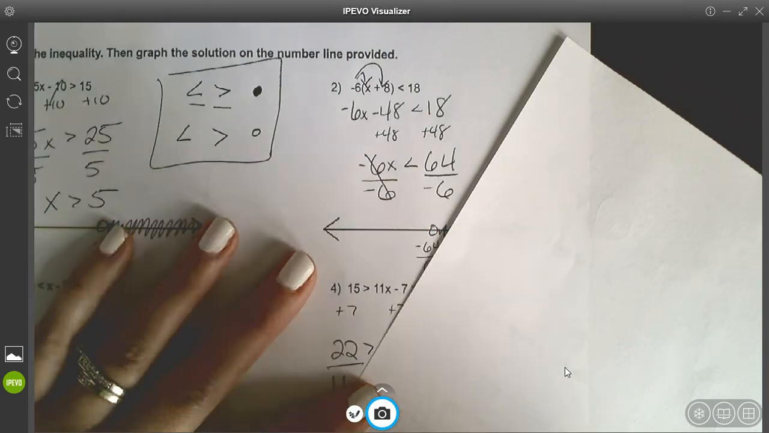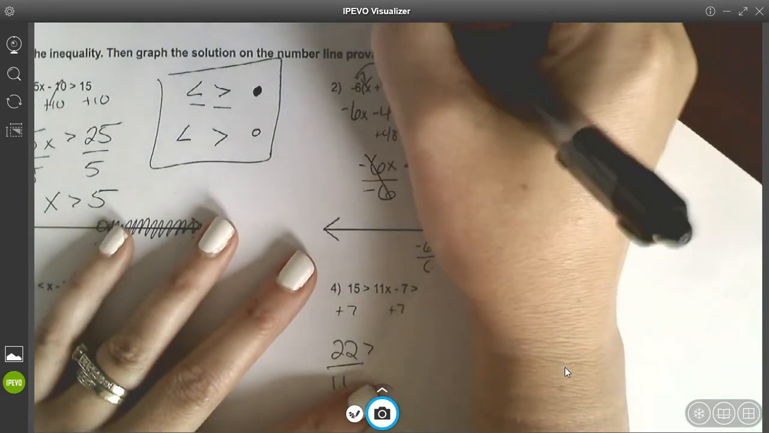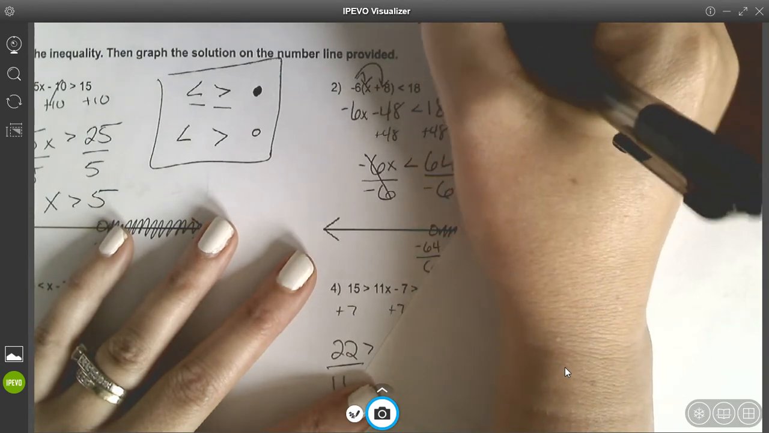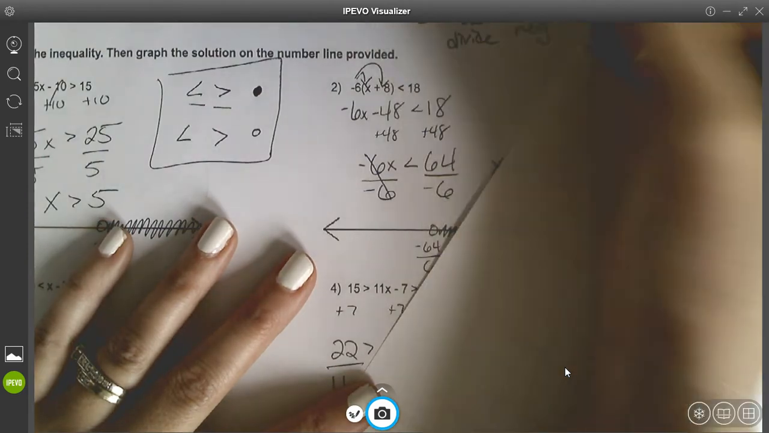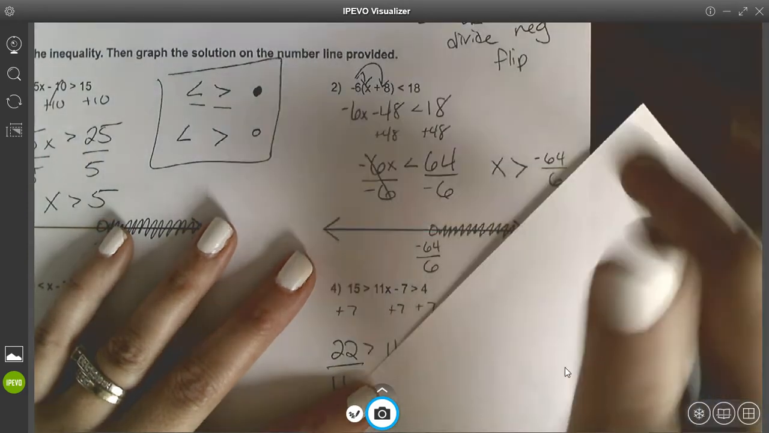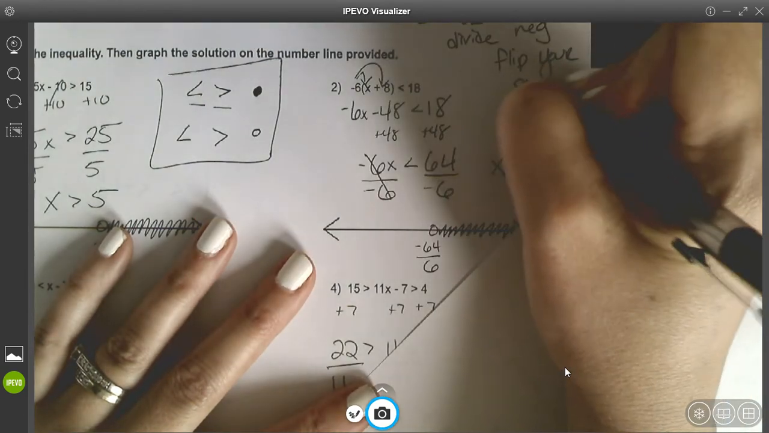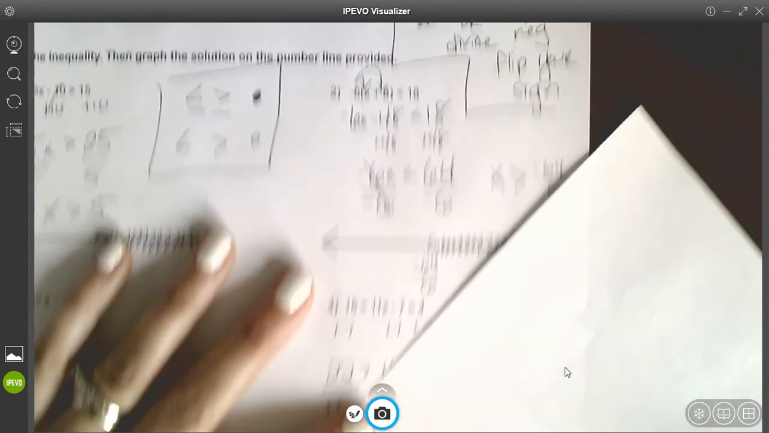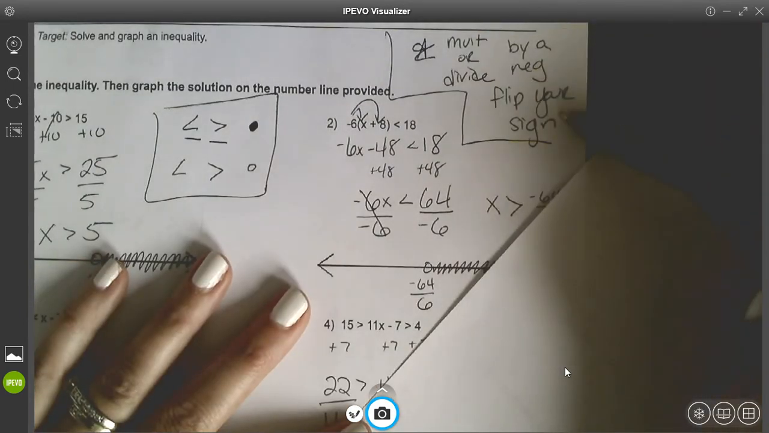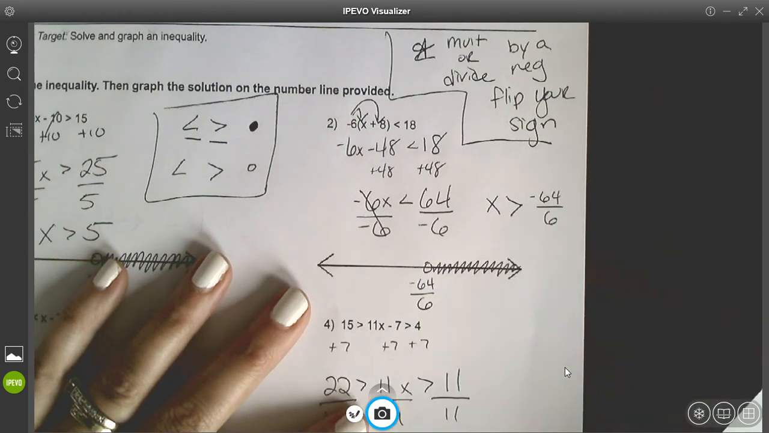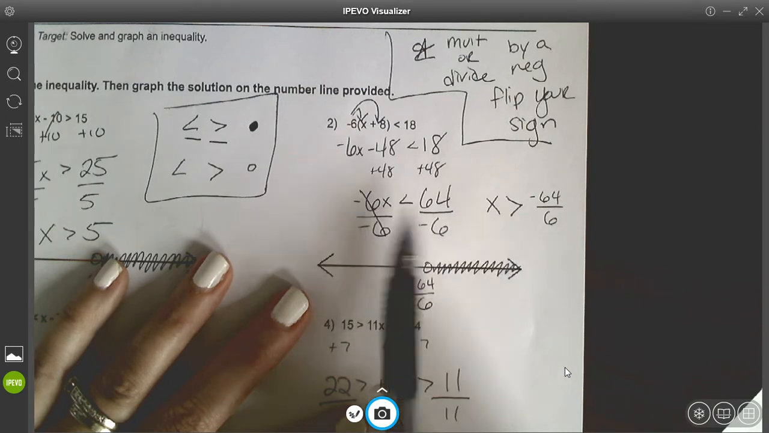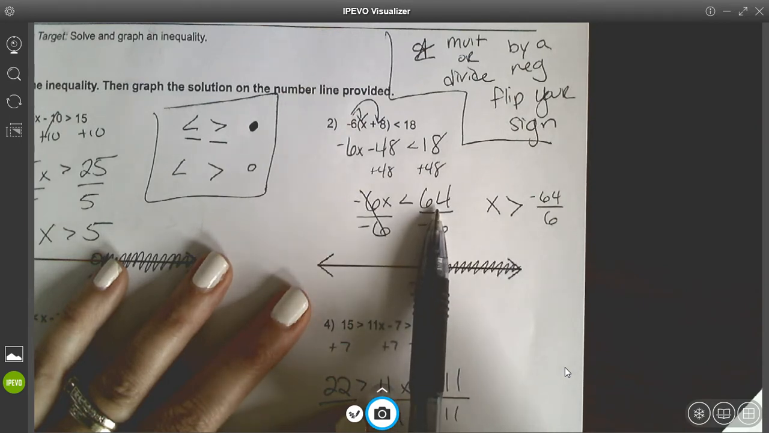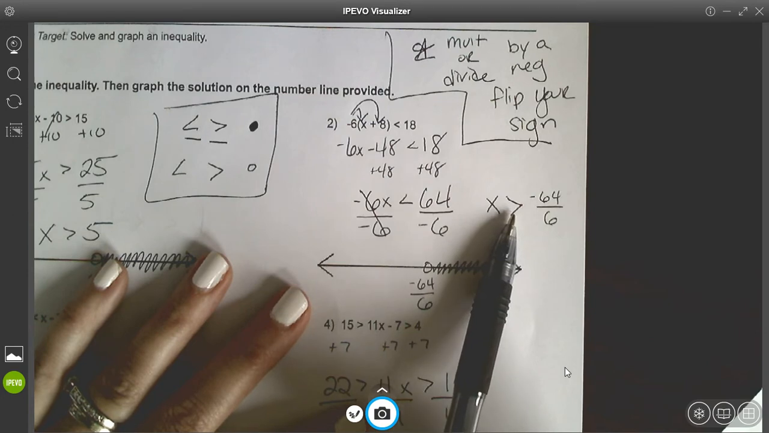And then this is the other thing that you have to remember about inequalities. If you multiply or divide by a negative, flip your sign. So if you multiply or divide by a negative, you need to flip your sign. See how I divided by a negative 6 here? So that means I'm going to have to flip my sign. If you multiply or divide a negative over to the other side, your sign flips. So it went from being less than to greater than.